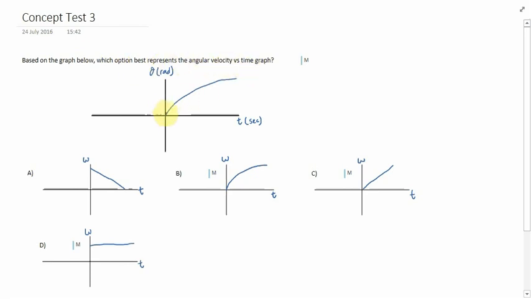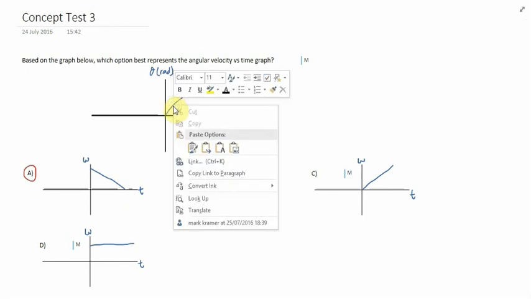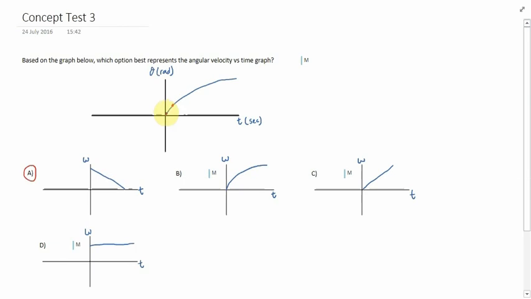So if this is how something is rotating, it's a curved path, which one of these 4 options, A, B, C, or D, best represents the angular velocity versus time graph? Give it a pause, see if you can work your way through it, and then we'll get the answer. Okay, so the correct answer in this case is option A. Remember that even if it's a curved path, we can find out what the angular velocity is at any point in time by taking the slope at that point in time.